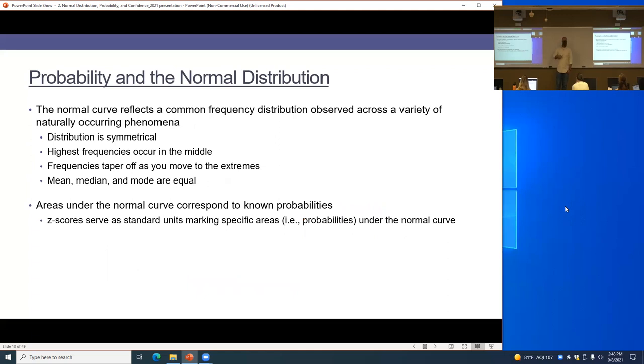Right. What we're doing with our known statistical distributions is the same thing. Okay? If we're talking about a normal curve, we know that a lot of naturally occurring phenomena, a lot of the phenomena that we're interested in studying, follow this normal curve. Our normal curve is a symmetrical distribution, with the highest frequency of observations occurring in the middle, tapering off as we get to the extremes. The mean, median, and mode in our normal curves are all identical, so it's right there at the center. And if we have something that follows that normal curve, we've got a known distribution that we can start to assign certain probabilities to. And what our z-scores do is serve as our marking units for inferring different probabilities.